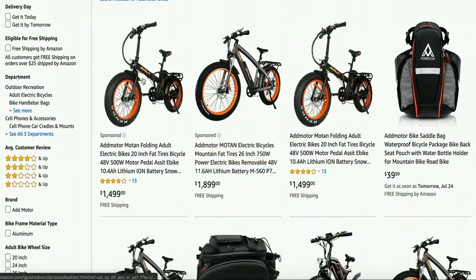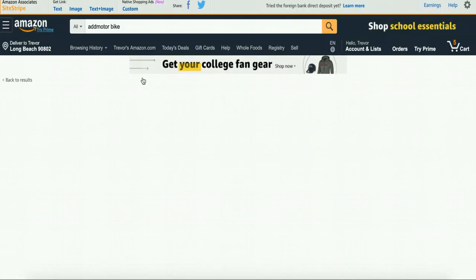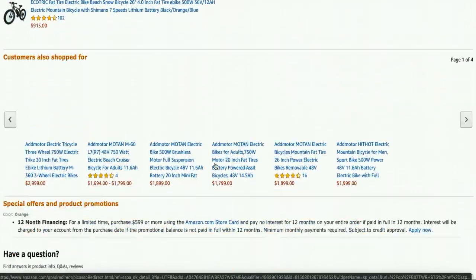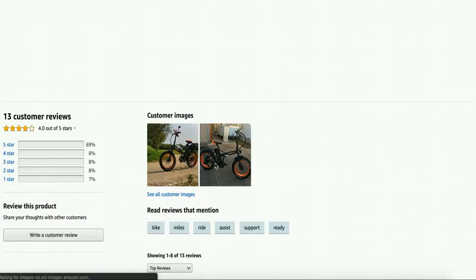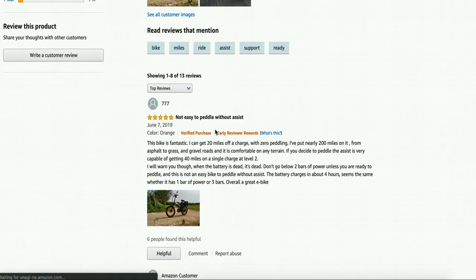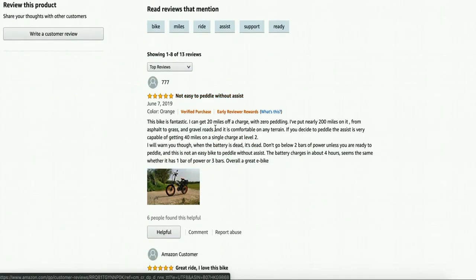And you can go even deeper. You can click on one of these listings and read the reviews and see if they're about the company or the product. Let's see. This bike is fantastic. You can get 20 miles off charge, so you're pedaling, put nearly 200 miles on it, from asphalt to grass and gravel roads, and it's comfortable on any terrain. The assist is very capable of getting 40 miles on a single charge at level 2. I'll warn you though, when the battery's dead, it's dead. Don't go below 2 bars of power unless you're ready to pedal.